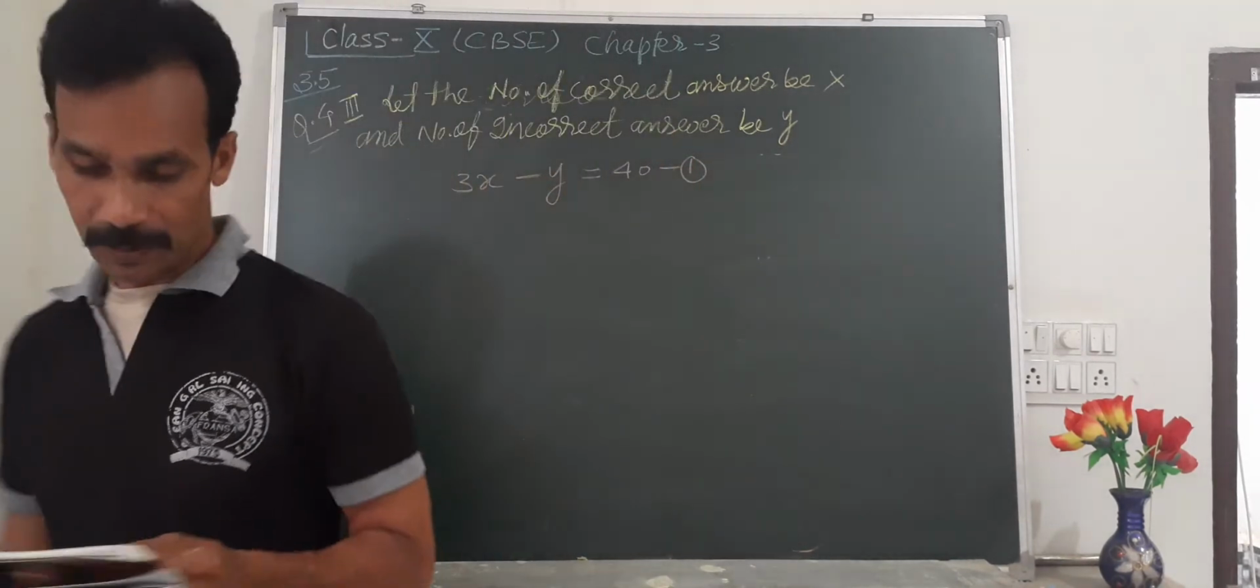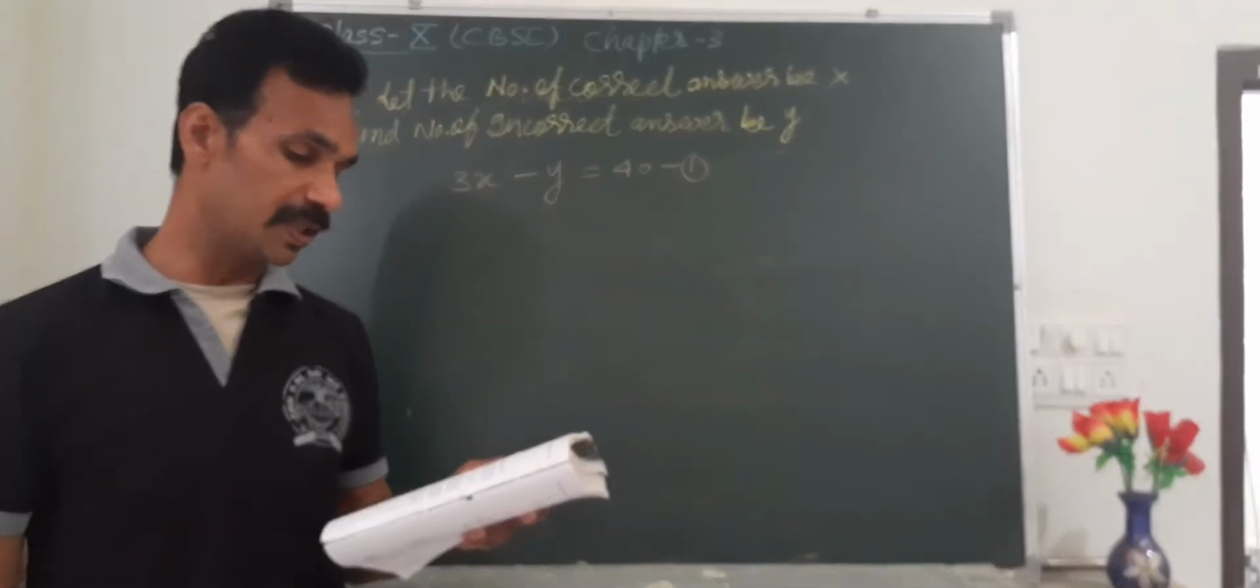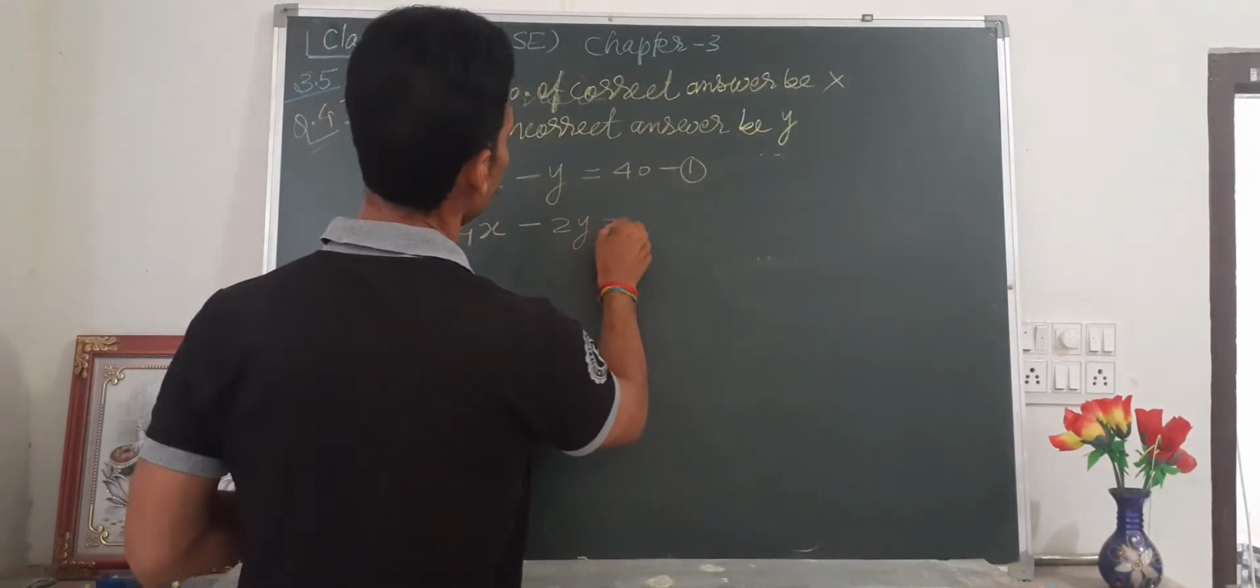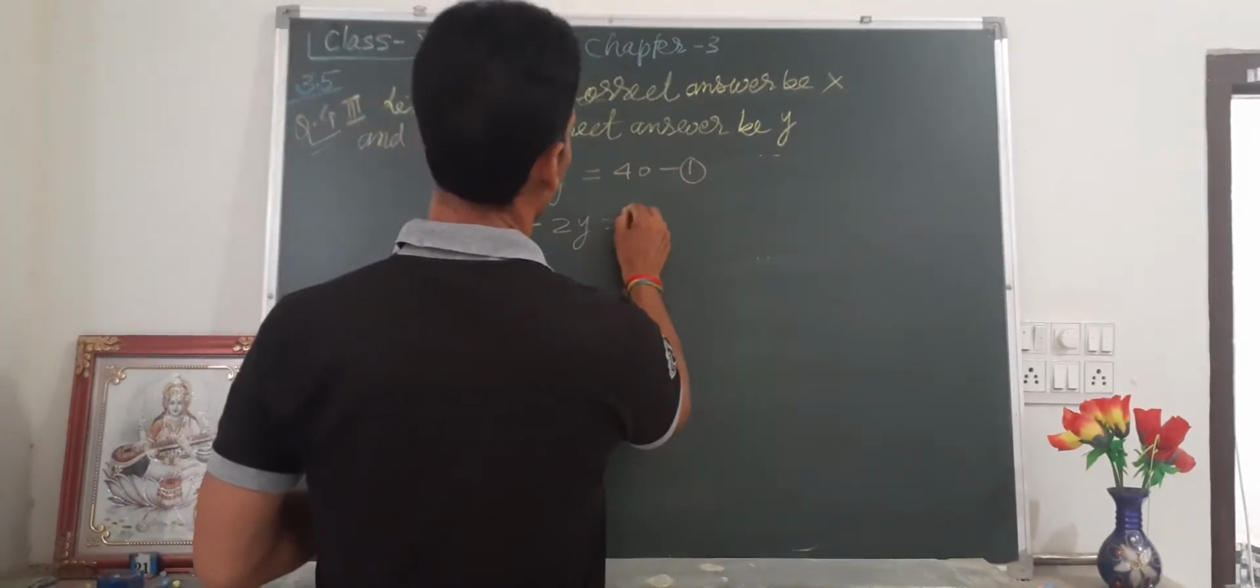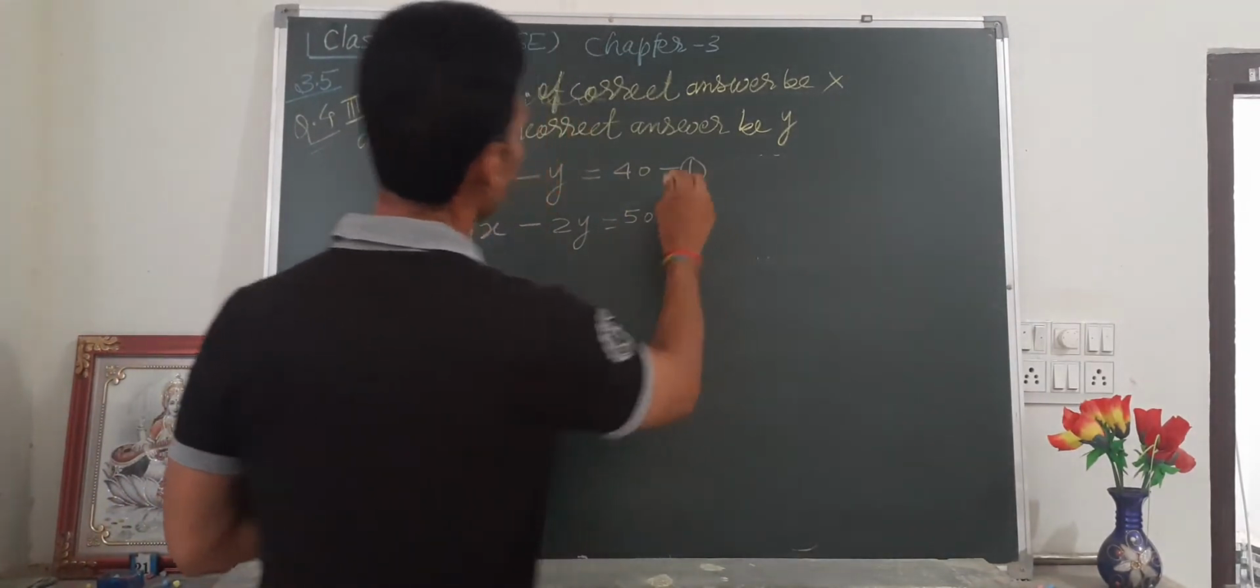Then as per the question condition, 4 marks are awarded for each correct answer, and 2 marks lost for each incorrect answer, so 4x minus 2y equals 50 marks, right? This is equation number 2.